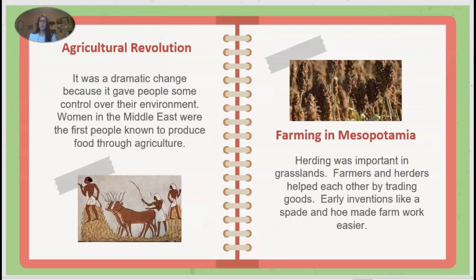A little bit more on agricultural revolution. It was a dramatic change because it gave people some control over their environment. Women in the Middle East were the very first known people to produce food through agriculture. And then farming in Mesopotamia, again, herding was extremely important in the grasslands. Farmers and herders helped each other by trading goods. Early inventions like a spade and a hoe made farm work much easier.